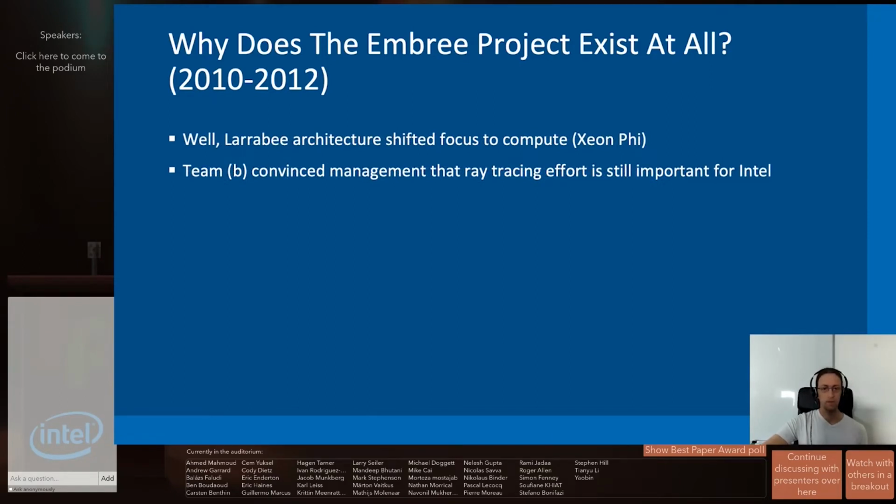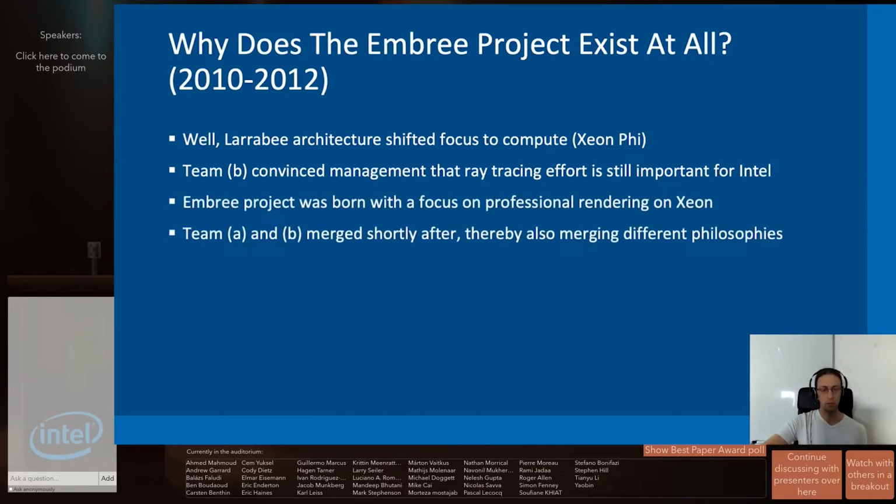Okay, so you probably know the story of Larrabee, right? It didn't work out as planned, and it kind of shifted the focus to compute, which essentially means the architecture turned into Xeon Phi. At the same time, Team B, which focused on the end user's needs, convinced Intel management that the ray tracing effort is still very important for Intel because Intel sells a lot of Xeons for big rendering clusters.